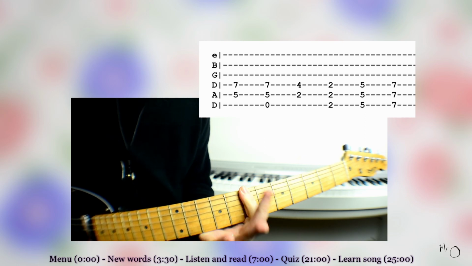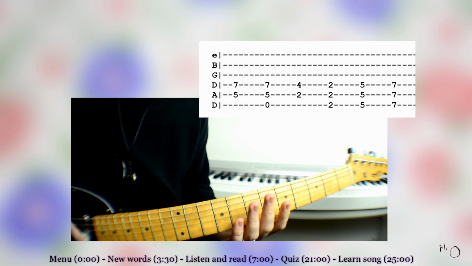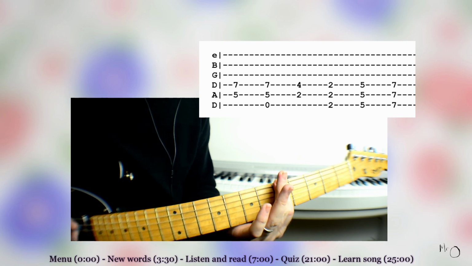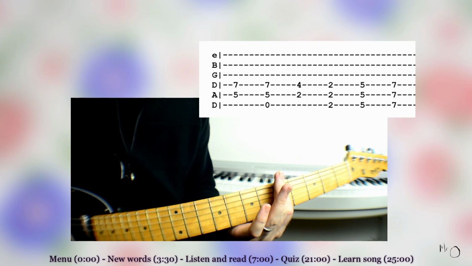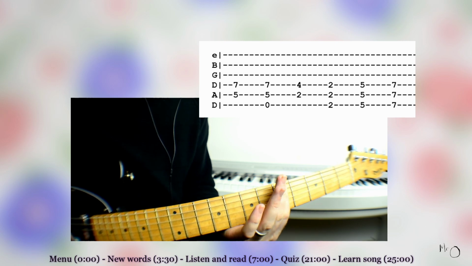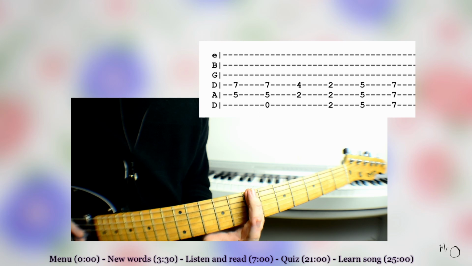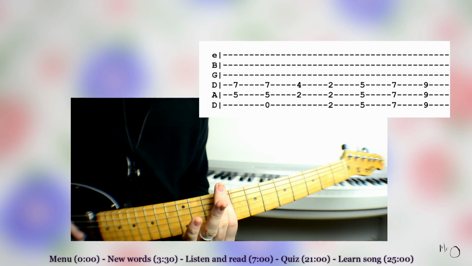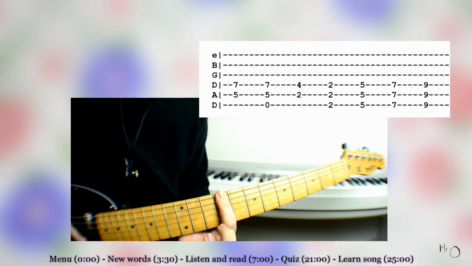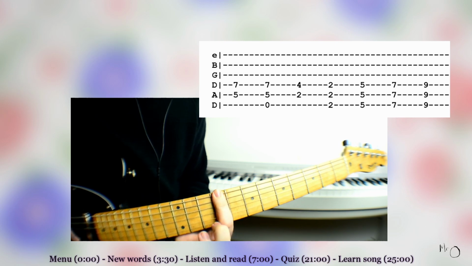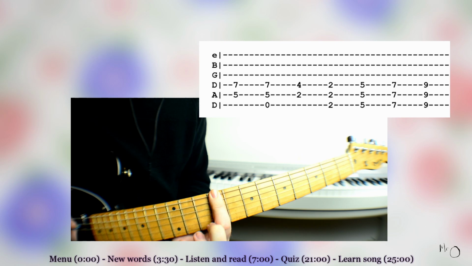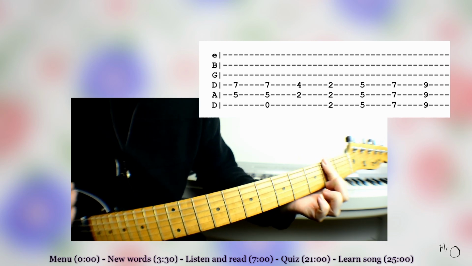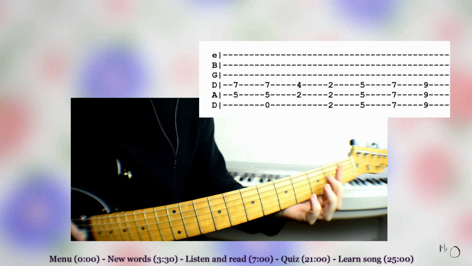Then for that slightly different part, same thing, almost. That's the G, up to A. Then the B, instead of going down here, I just go up one more. Right up to the 9th fret. And then all the way down to 2. Then up again.